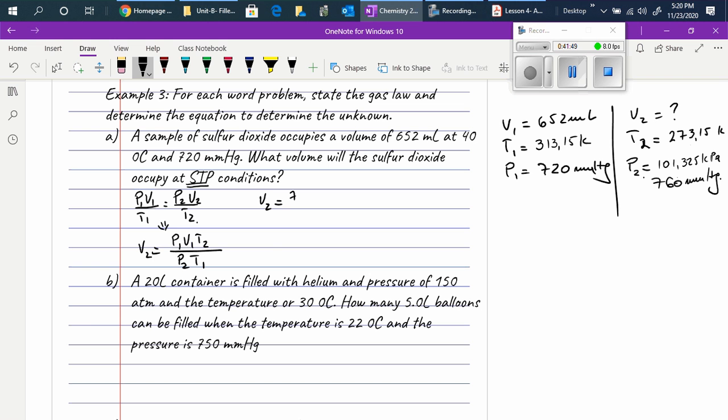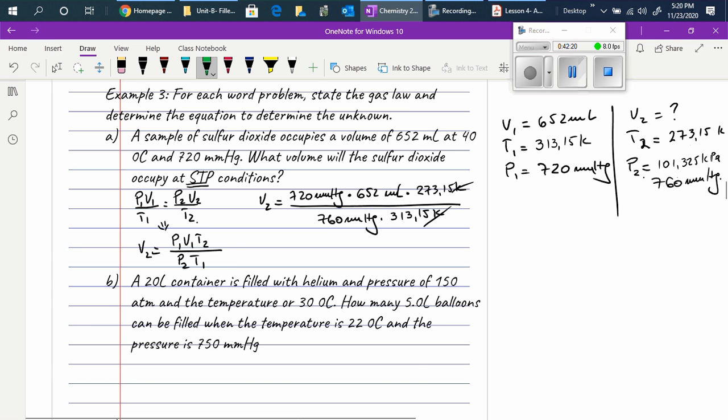Let's substitute what is given. So it will be 720 mmHg times 652 milliliters times temperature 2, 273.15 Kelvin, over P2, 760 mmHg times 313.15 Kelvin. So Kelvin is cancelled out, mmHg is cancelled out, then volume 2 will be 539 milliliters or 0.539 liters. Okay, so this is how we decide, based on the information given in the question, what law we will use and what formula we will use.